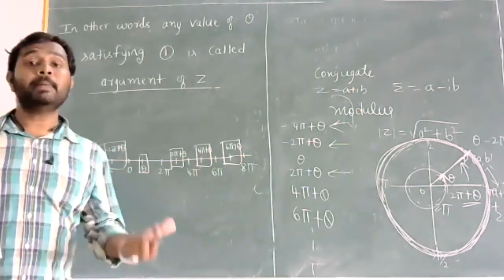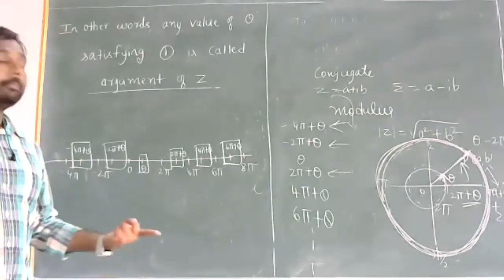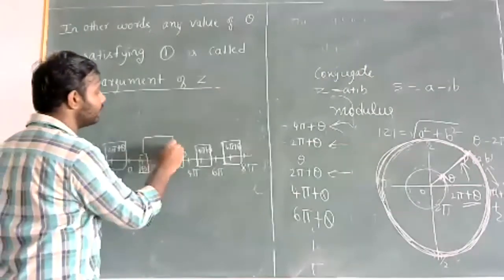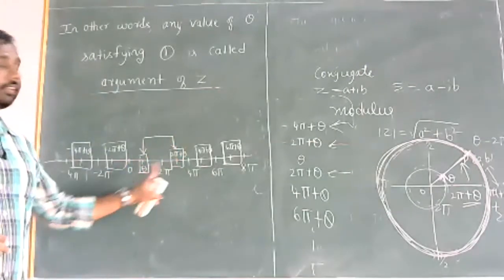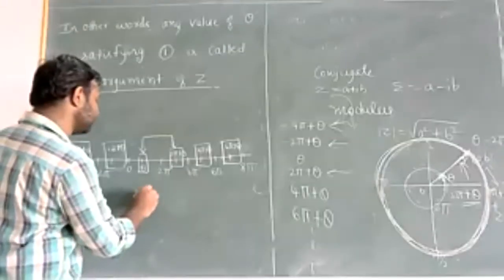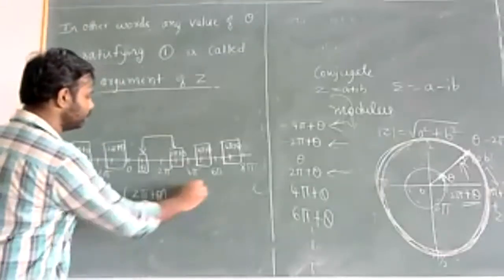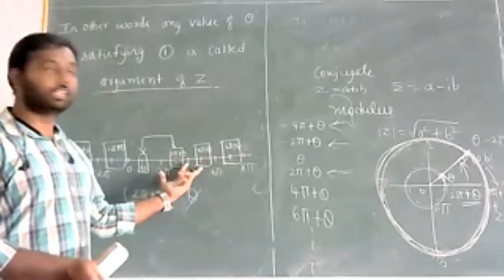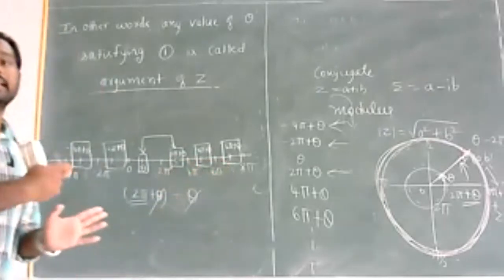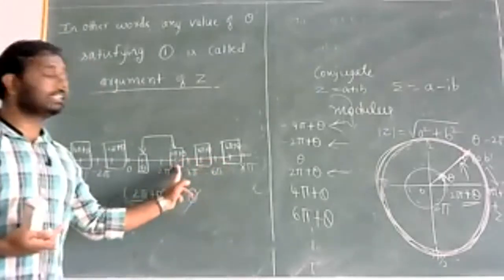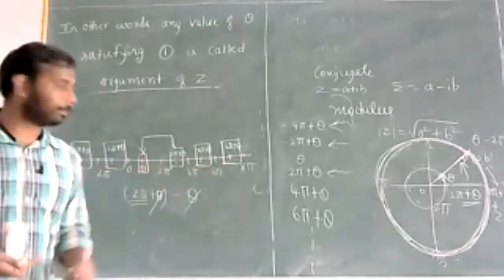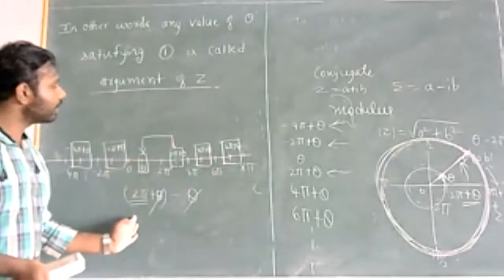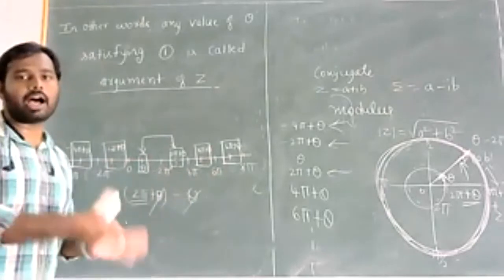Now, what is the minimum difference between any two consecutive argument values? If I take these two, the difference is 2 pi plus theta minus theta. So it is 2 pi. If I take these two consecutive argument values, the difference is 2 pi. That means if I have an argument value, the next argument value will obviously come after 2 pi only.